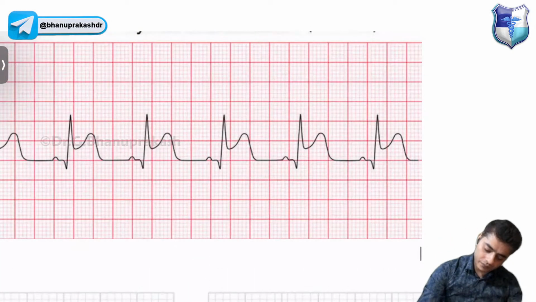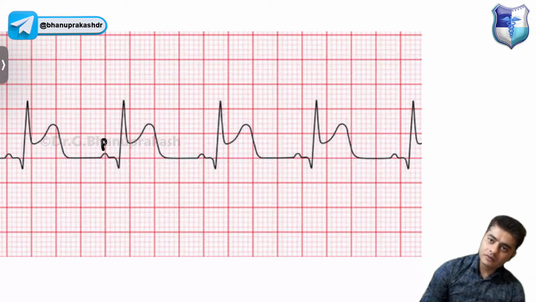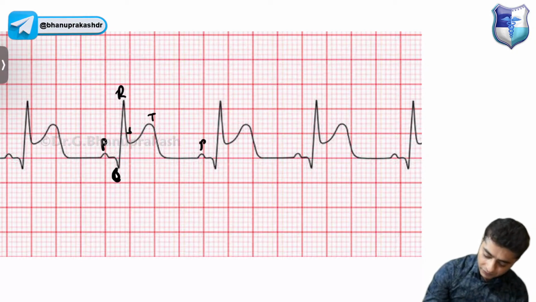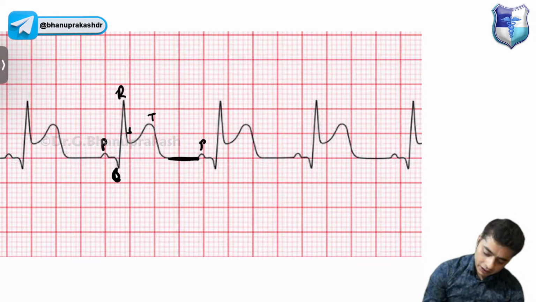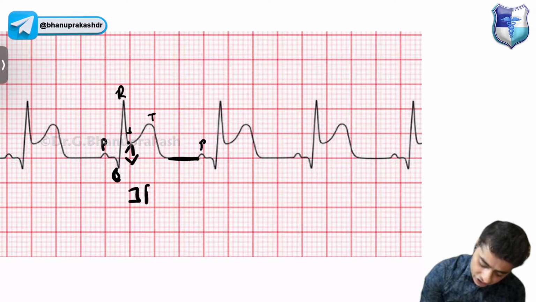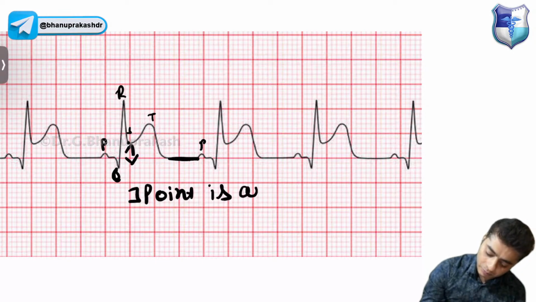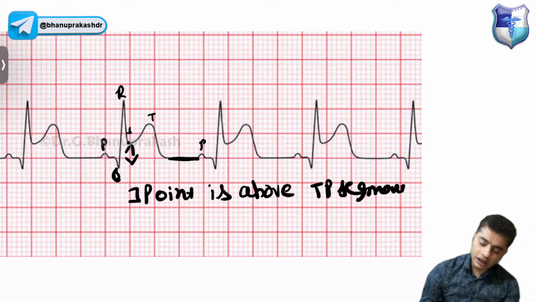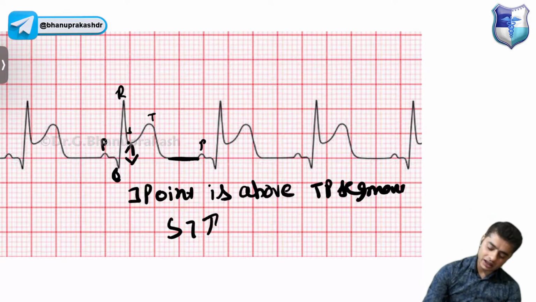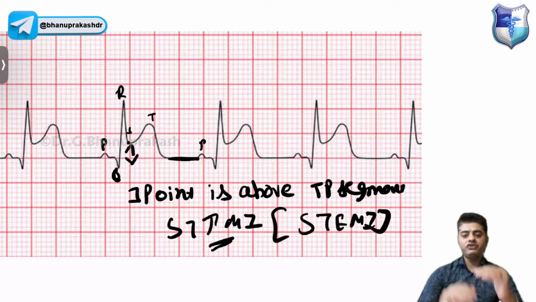Like in this ECG, this is your P wave, this is your QRS complex, this is your T wave, and this is your P wave. So your TP segment is isoelectric, but the QRS complex ends here. So the J point is above that isoelectric line, that is your TP segment, and it is above by three small boxes, roughly around 3 mm. So it is ST elevation MI. That is your STEMI.